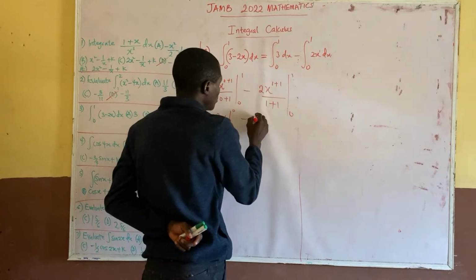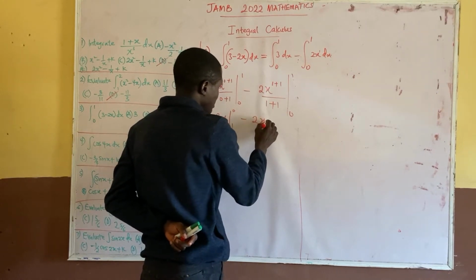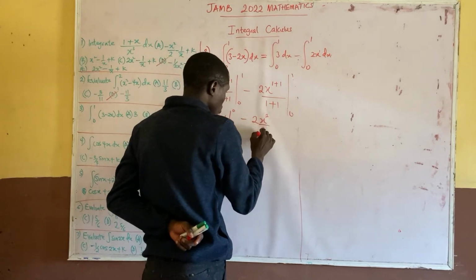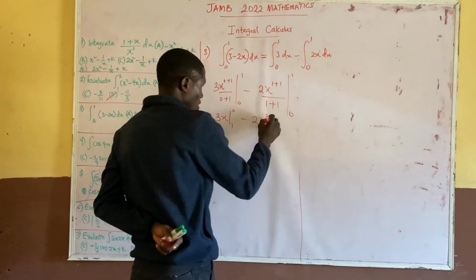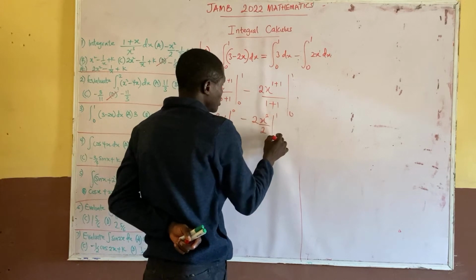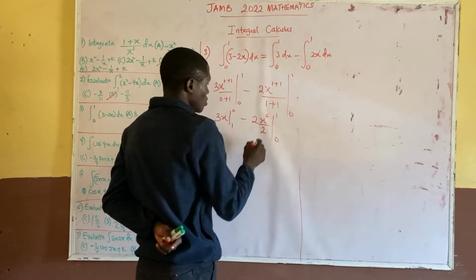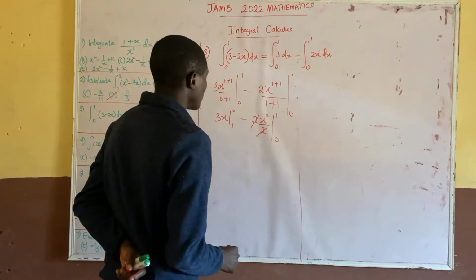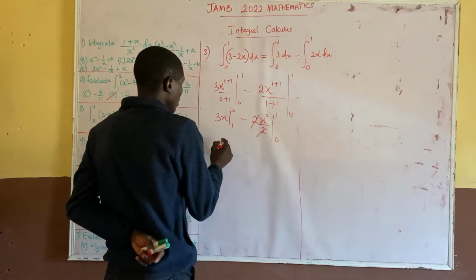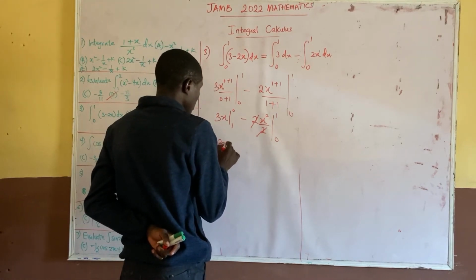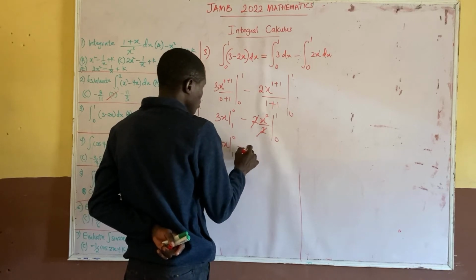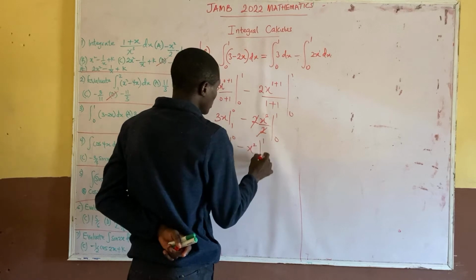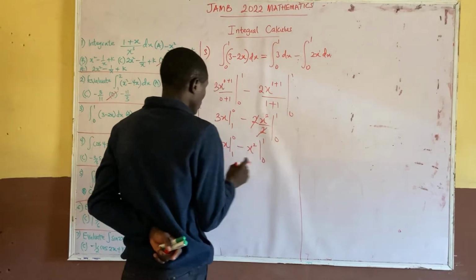So we will do 2x raised to power what? 2, all over 2, boundary 1 and 0. So this one cancels out, this one cancels out, 2 cancels 2. So we have 3x, boundary 0 1, minus x square, boundary 1 and 0. Now let's substitute here.